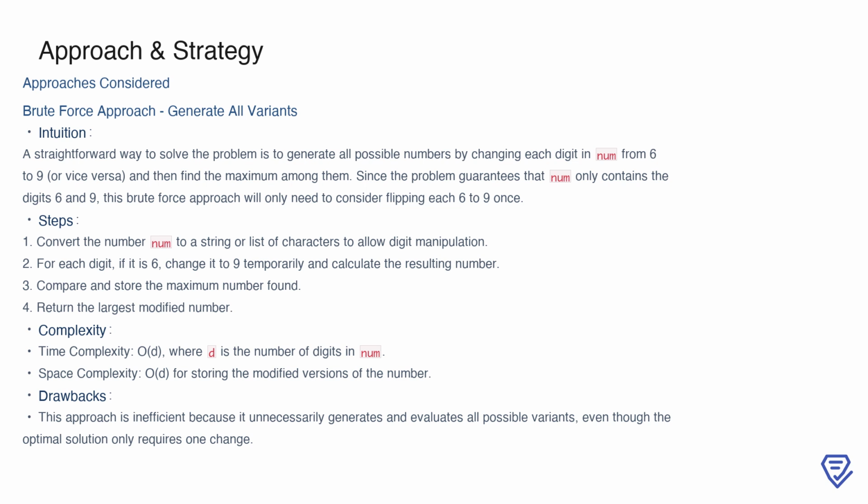While this method works, it is computationally inefficient because it evaluates every possible variant, even though the optimal solution only requires one targeted change. The time complexity is O(D), where D is the number of digits in the number, and the space complexity is also O(D), because we store modified versions of the number. This inefficiency makes the brute force approach less desirable compared to others.